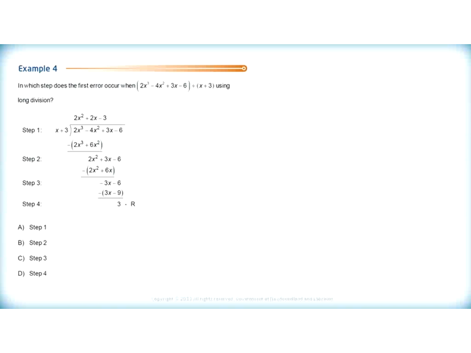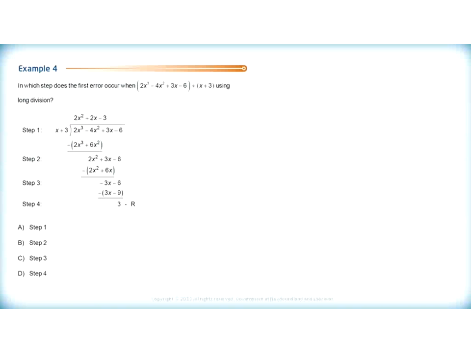In this example, it says, in which step does the first error occur when 2x cubed minus 4x squared plus 3x minus 6 is divided by x plus 3 using long division? So you have x plus 3 divided into 2x cubed minus 4x squared plus 3x minus 6. So the first thing we say is x multiplied by what is 2x cubed? And the answer is 2x squared.